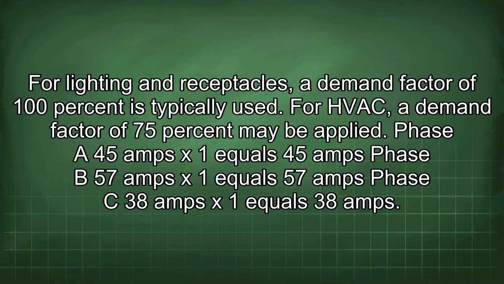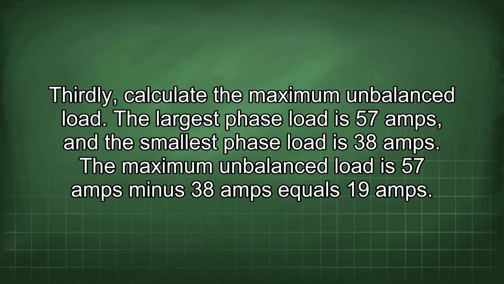Phase A: 45 amps x 1 equals 45 amps. Phase B: 57 amps x 1 equals 57 amps. Phase C: 38 amps x 1 equals 38 amps. Thirdly, calculate the maximum unbalanced load. The largest phase load is 57 amps, and the smallest phase load is 38 amps. The maximum unbalanced load is 57 amps minus 38 amps equals 19 amps.